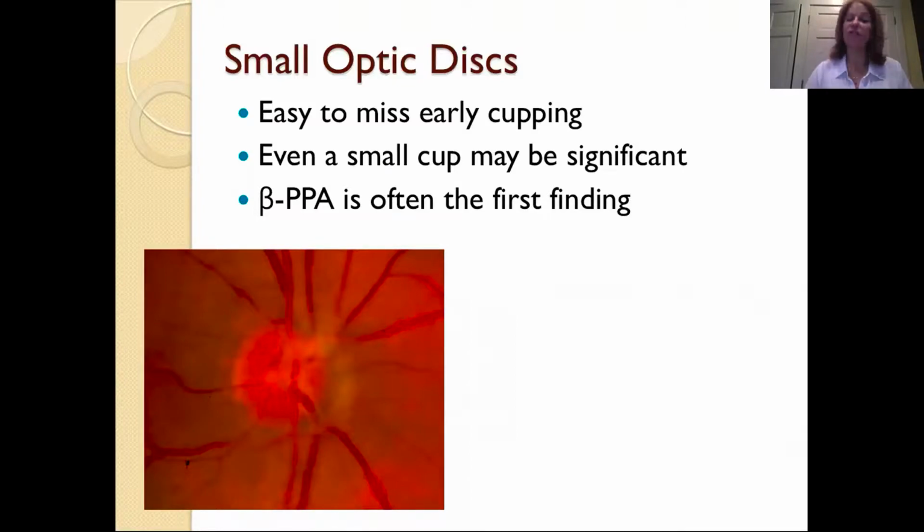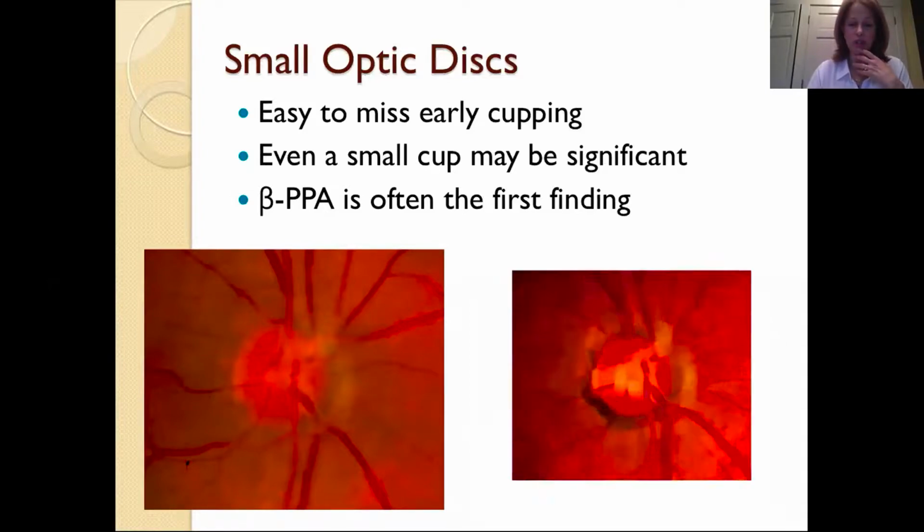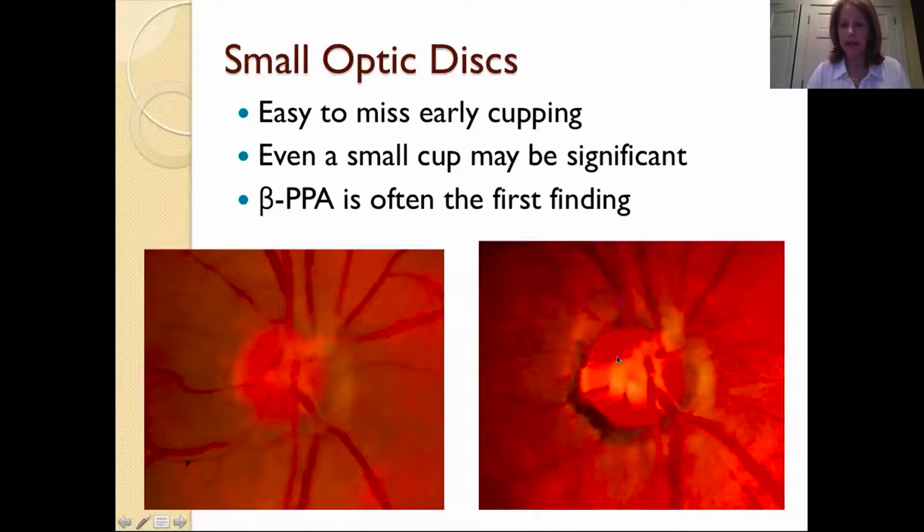Small optic disc, it's very, very easy to miss early cupping, and even a very small cup may be significant. Sometimes the atrophy around the optic nerve may be the first finding. This is a patient who had very elevated pressures into the 40s and was lost to follow-up, didn't come back right away, and came back with a central cup, where they had no cup before, and had a visual field defect. And you can see there's a central cup here, no cup before, no notching. It was concentric cupping, which is often characteristic of eyes that have very elevated pressures.